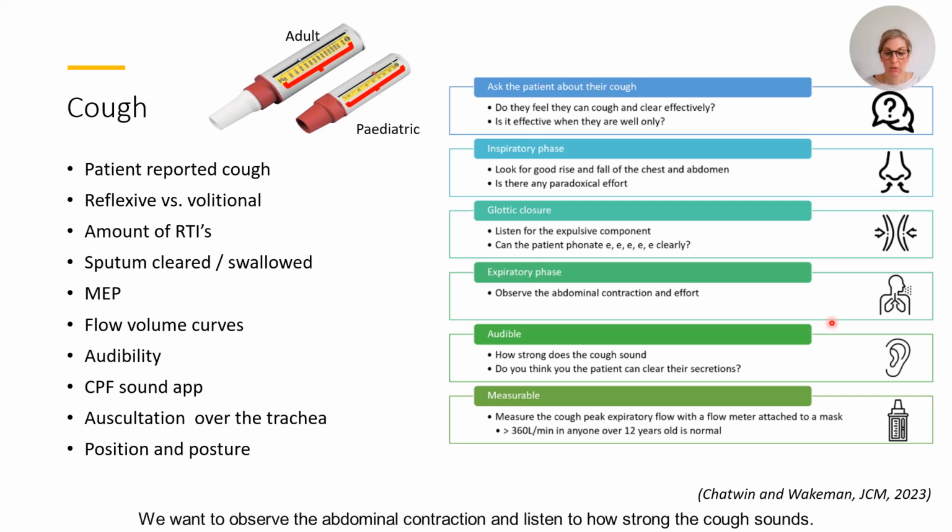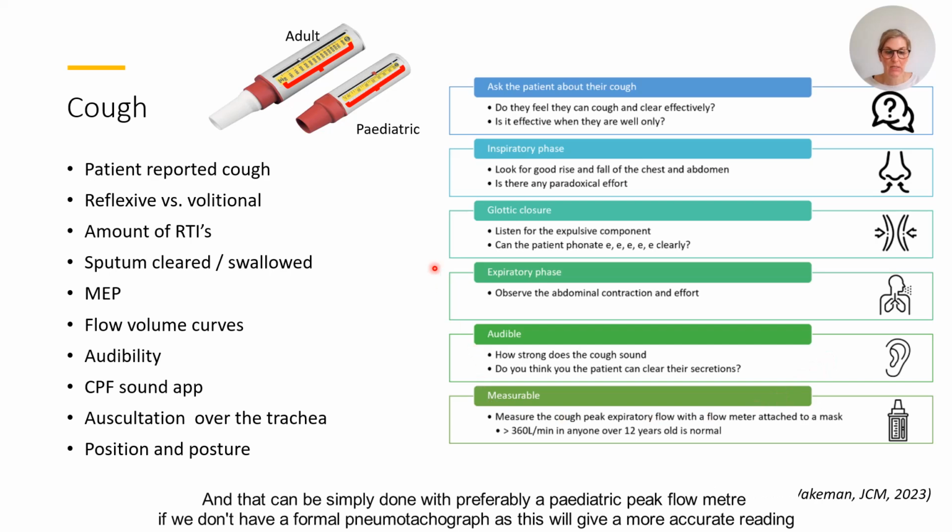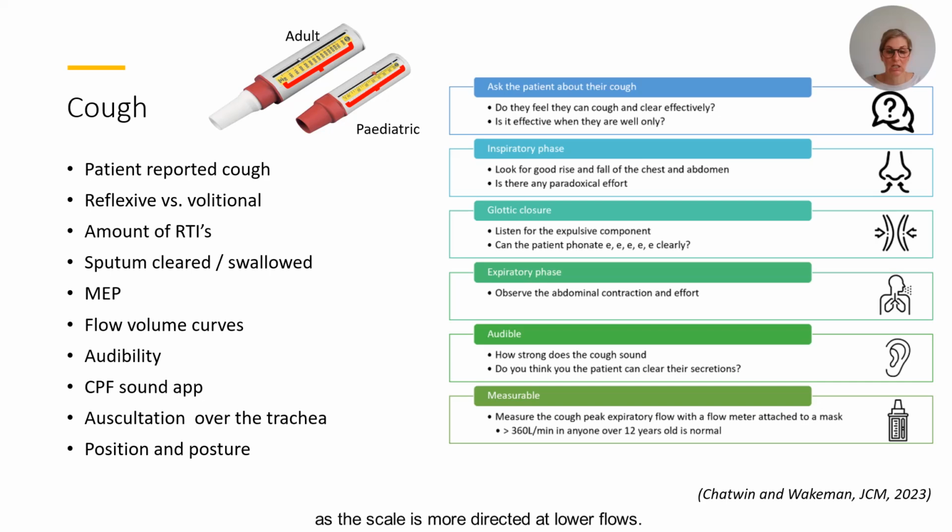We want to observe the abdominal contraction and listen to how strong the cough sounds. Do we hear secretions moving? And we can measure it, and that can be simply done with, preferably, a paediatric peak flow meter if we don't have a formal pneumotachograph, as this will give a more accurate reading as the scale is more directed at lower flows.